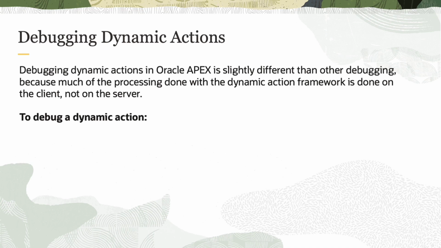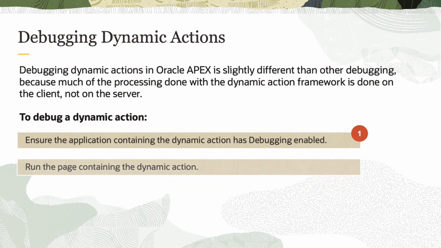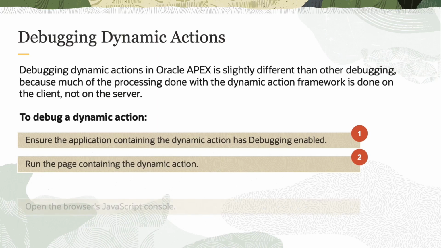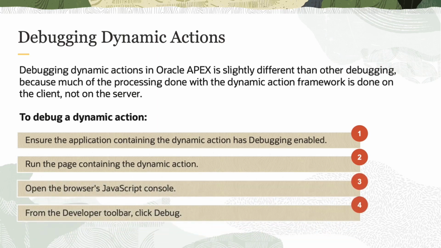To debug a dynamic action, ensure that the application containing the dynamic action has debugging enabled. You can refer to the Utilizing Debug Mode section in the Application Builder User's Guide. Run the page containing the dynamic action. Open the browser's JavaScript console. From the Developer toolbar, click Debug.